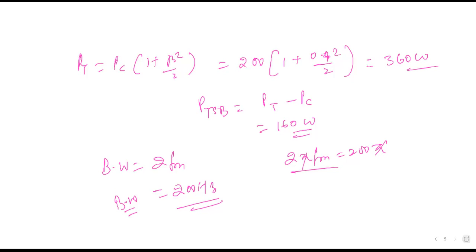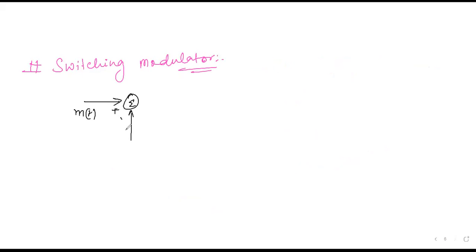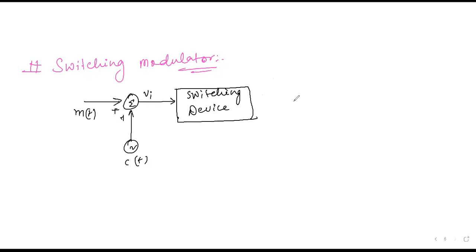नेक्स्ट देखो, स्विचिंग मॉड्यूलेटर. Switching modulator means generation of AM by using your switching modulator. This is M of T, a summation of plus, this is carrier signal C of T. Now this is your VI and it is passing through the switching device. And this is V naught, that passes through the band pass filter, and this is your AM signal.